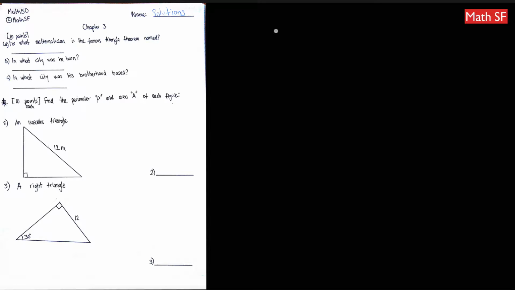So we're going to be doing the solution for the chapter 3 test, form A. Recall that this is a form A. So I'm just going to write here form A. You remember that that's form A that we're going to look at.